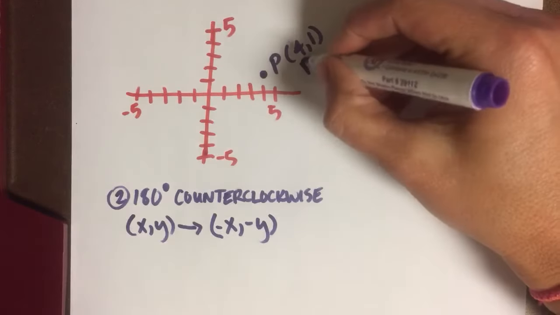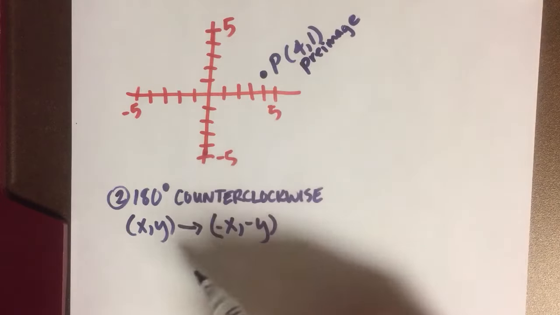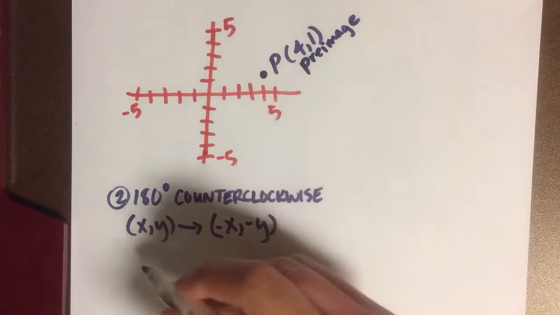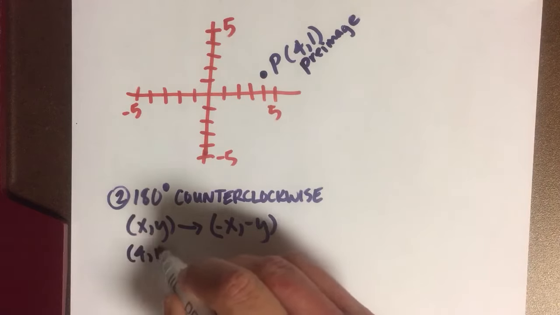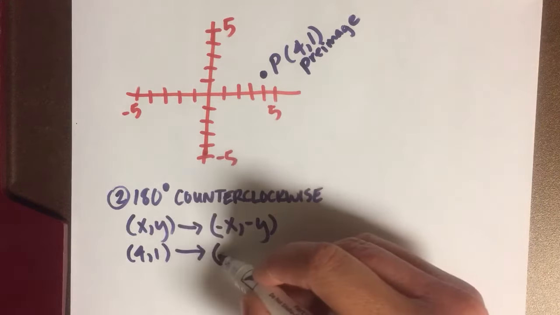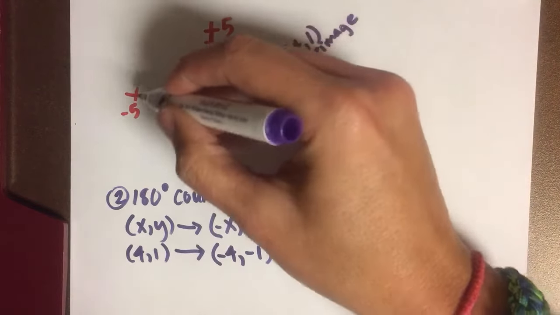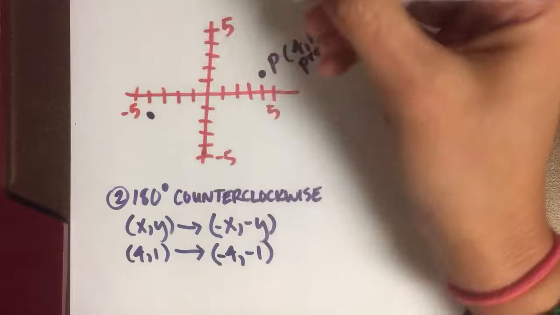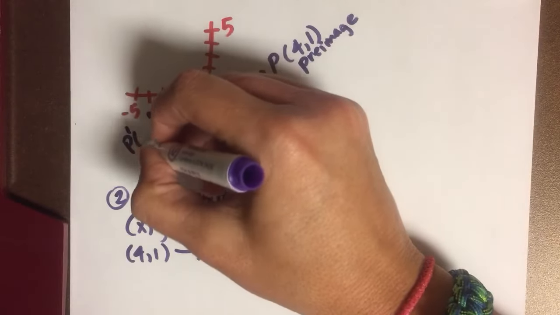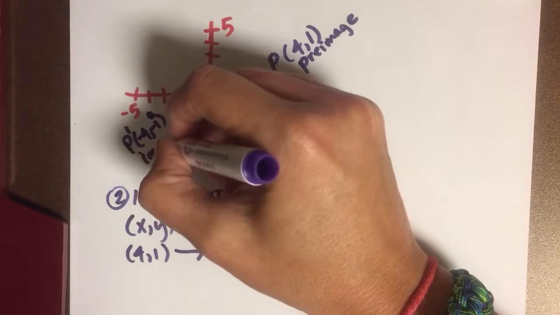So here's my pre-image, and I'm going to rotate it 180, which means my pre-image is at 4, 1. So I'm just going to change the signs to -4, -1. So I'm going to go over 1, 2, 3, 4 and down 1. There is P apostrophe, which is my image.